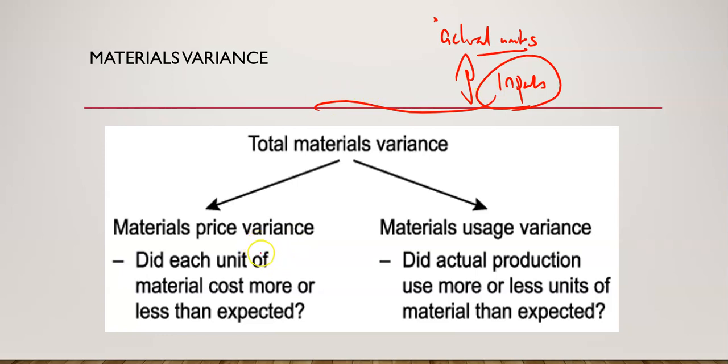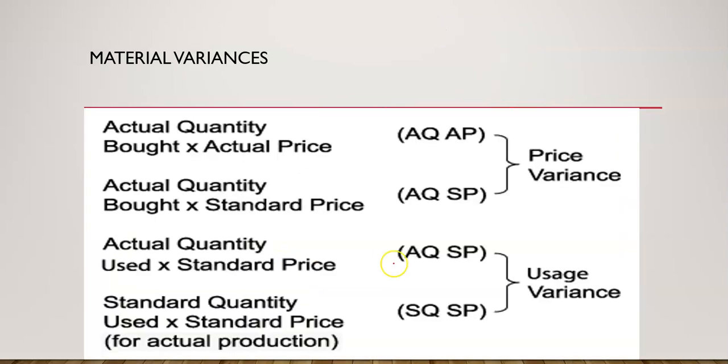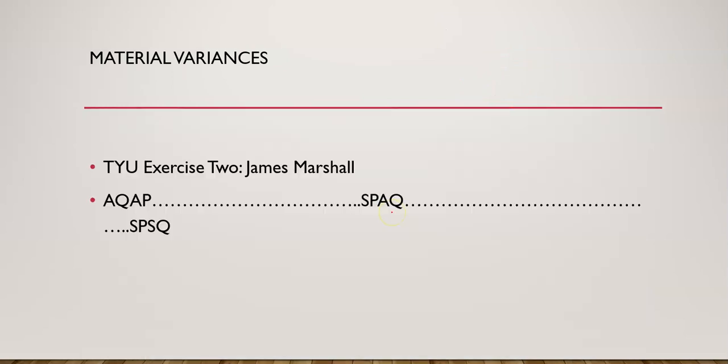So really, ultimately, from a single unit point of view, we expect to use a certain amount of input and to buy those inputs at a certain amount. We want to see and understand what the deviations are from that plan. And in exactly the same way, we're going to analyze that. We have the formulas here, but I will explain this using the graph in a second.